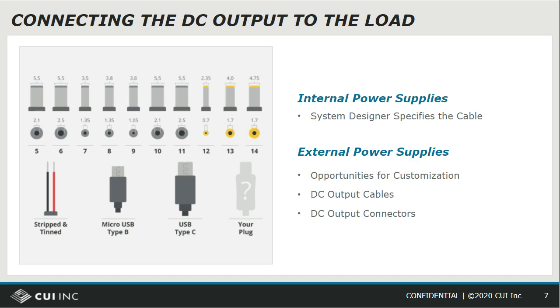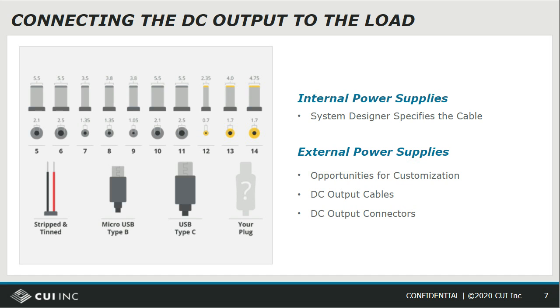With an external supply, the DC output cable is already present on the supply. However, there may be the opportunity to customize the DC output cable. The length may be able to be shortened or lengthened. If it's shortened, that's normally not a problem. Lengthening it, you just have to be careful that there may be safety regulatory concerns or efficiency concerns if the cable gets longer. Similarly, the thickness of the cable.